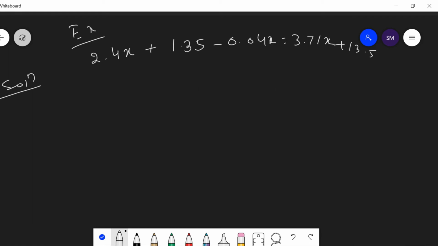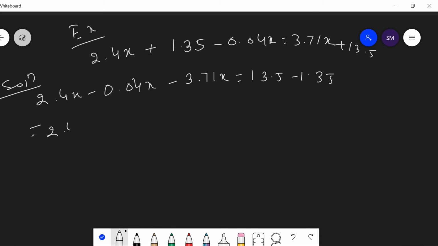I have already told you, when you solve linear equations, put the variable on one side and put the constant on the other side. Always try to put the variable in the LHS and the constant in the RHS. Then here, this is 3.71x is equal to 13.5 minus 1.35. Then when you solve this, we get the decimal.